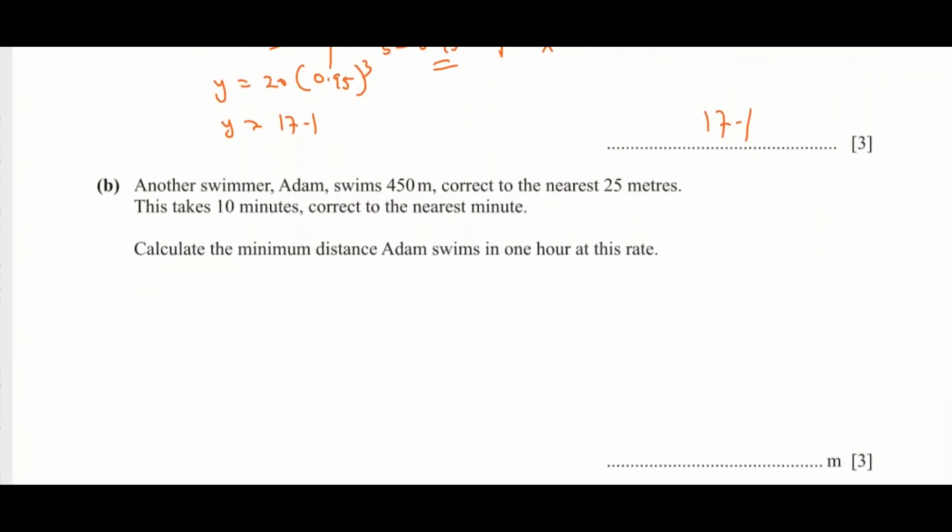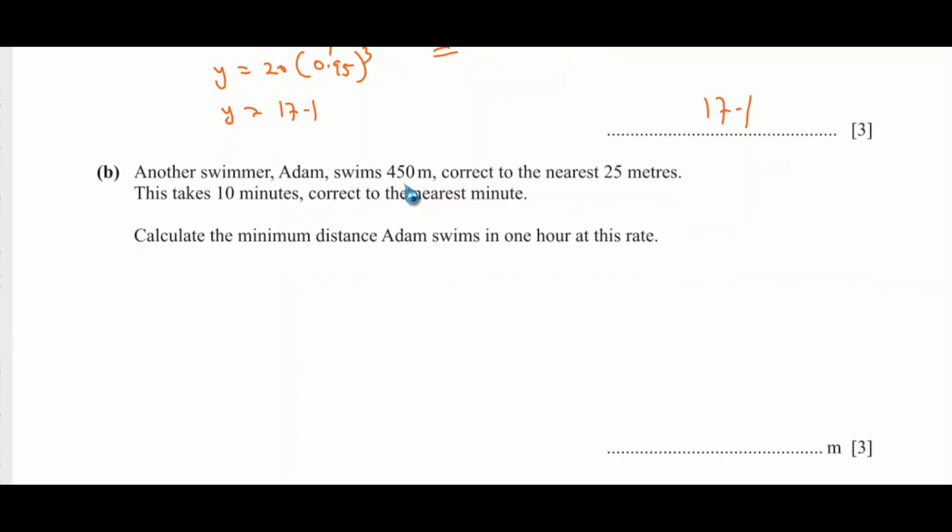Then part B, another swimmer, Adam, swims 400 meters correct to the nearest 25 meters. Okay, so this takes 10 minutes correct to the nearest minute. Calculate the distance Adam swims in 1 hour at this rate. Okay, seeing questions like this, you should know that we are dealing with lower and upper bounds. So let's start with the distance.